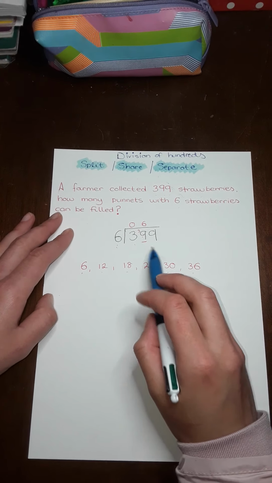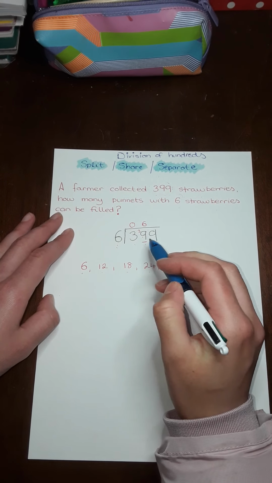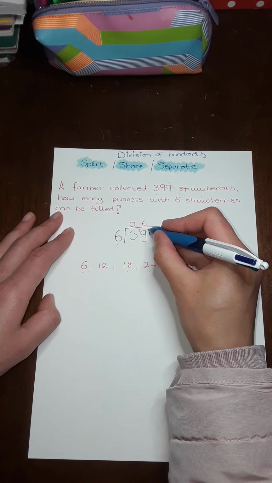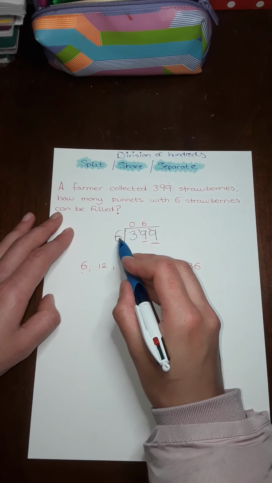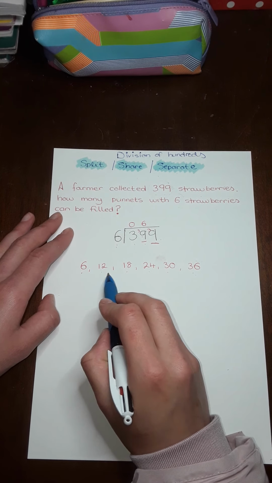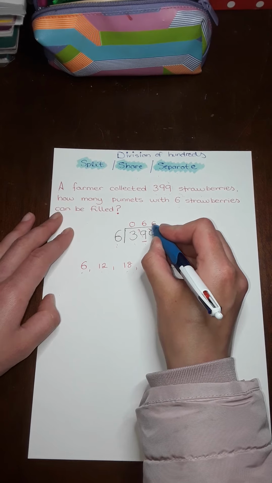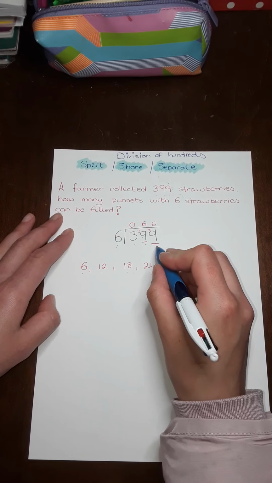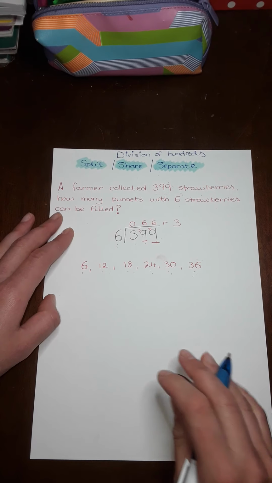Now I need to find what's left over. Take 36 from 39 and again I'm left with 3. Bring it over to my next number. Again I have 39. How many groups of 6 in 39? 1, 2, 3, 4, 5, 6. Take 36 from 39 and I'm left with a remainder of 3.